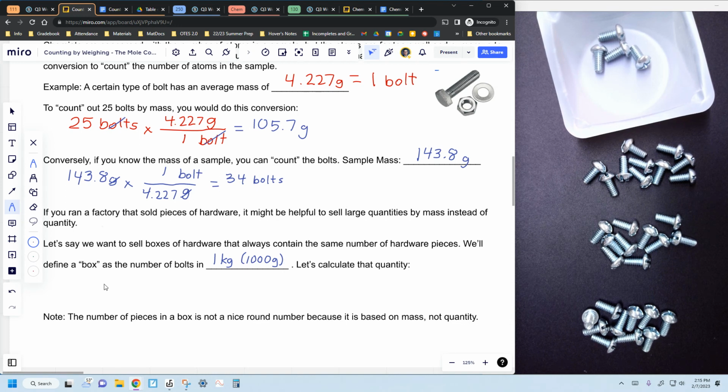Let's calculate how many bolts would be in a box. So again, in my hypothetical example, I've poured out 1,000 grams of bolts. It's going to be a lot. I want to know the count. Okay, so I want to cancel grams again. I want to end up in bolts. And my equivalent statement is that 1 bolt was 4.227 grams.